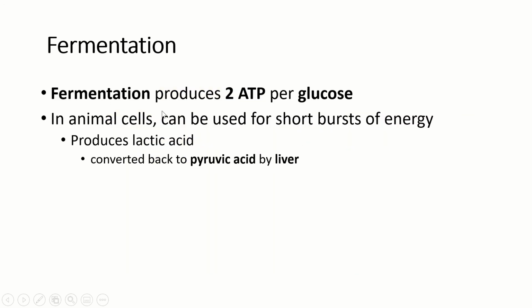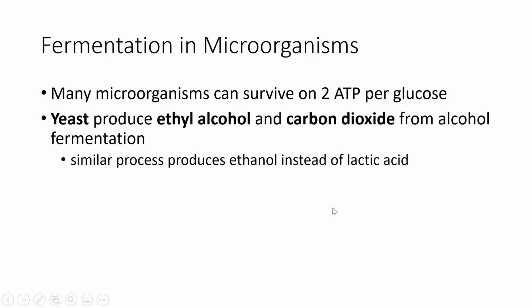All right, fermentation produces 2 ATP per glucose. We can do it for short bursts of energy. In animal tissues, including your body, lactic acid gets converted back into pyruvic acid by the liver and then gets sent back to cells to finish the citric acid cycle. Now, microorganisms, some of them can do that. A lot of bacteria and archaea live in hypoxic, low oxygen environments and survive completely fine on that.